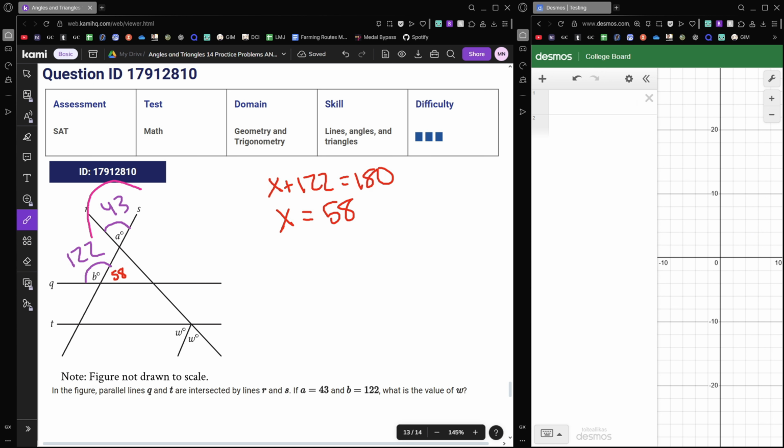Then you have a pair of vertical angles here, and vertical angles are just angles that are across from each other, and they'll have the same measure. So that means that that angle will be 43 degrees as well.